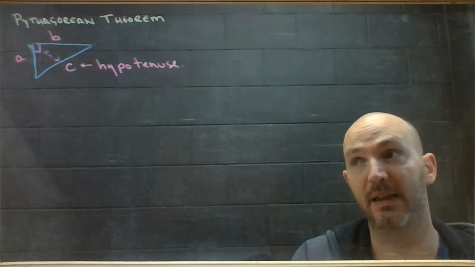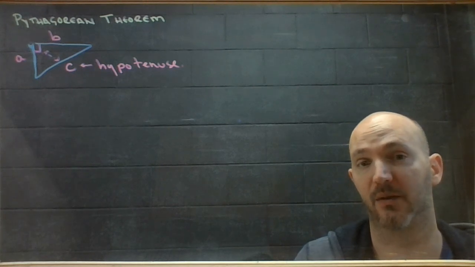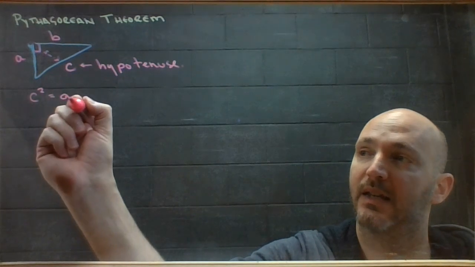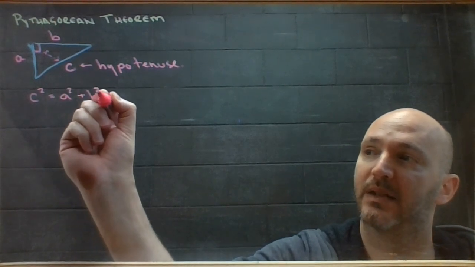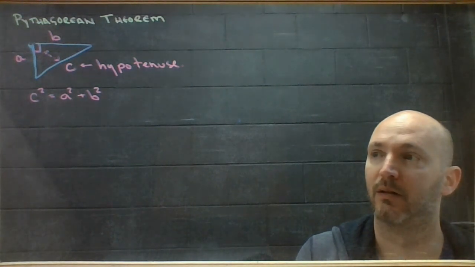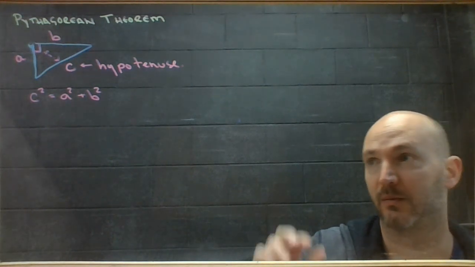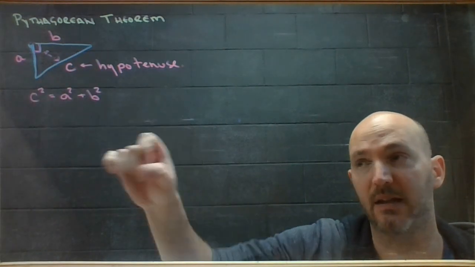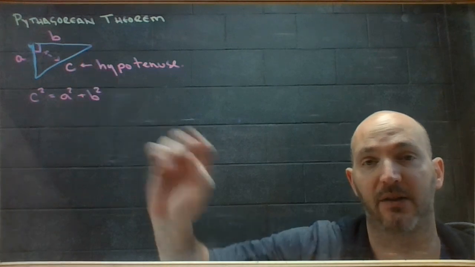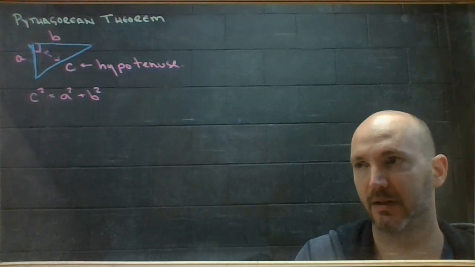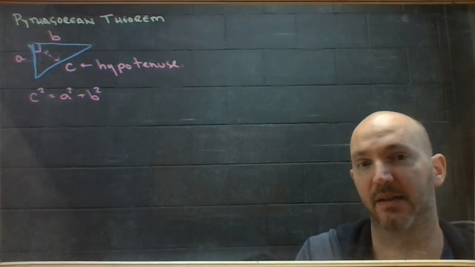So those three letters, right, those two sides are arranged like this. C squared is A squared plus B squared. So if I knew A and B, I could calculate C. If I knew C and A, I could calculate B. If I knew B and C, I could calculate A, etc. Just using this basic relationship.